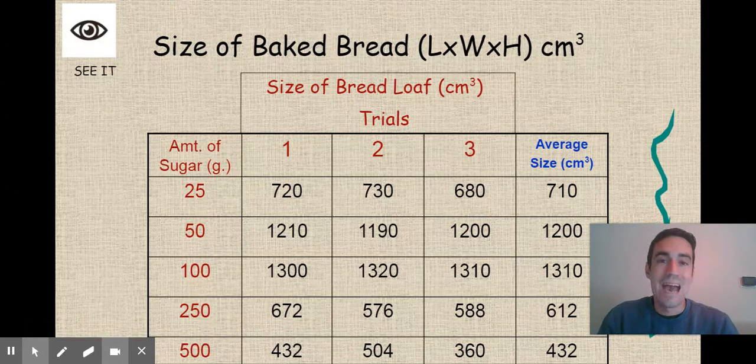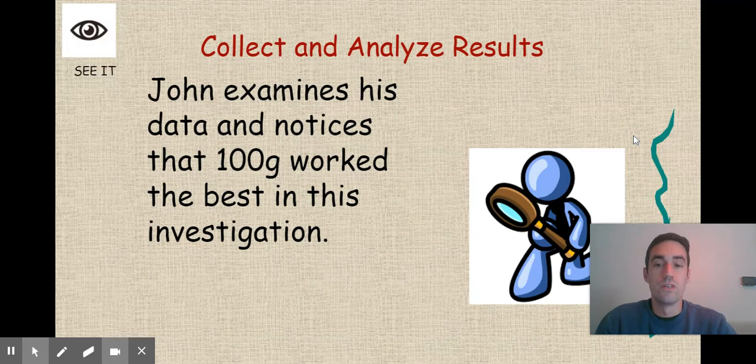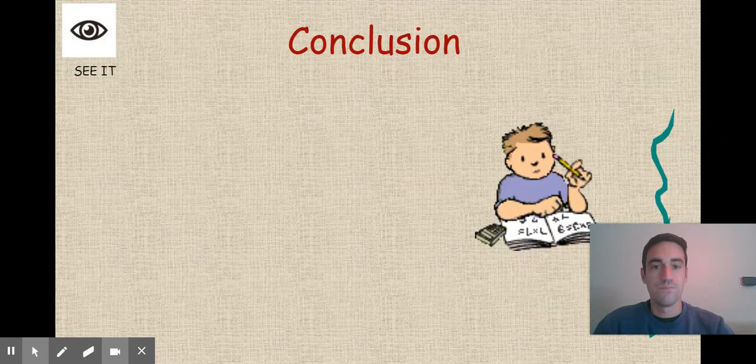However, by adding some sugar to his grandma's recipe, he was able to make a larger loaf of bread. So John noticed that 100 grams is going to be like the sweet spot. Where do we get the largest loaf of bread? Now he's analyzing his results.